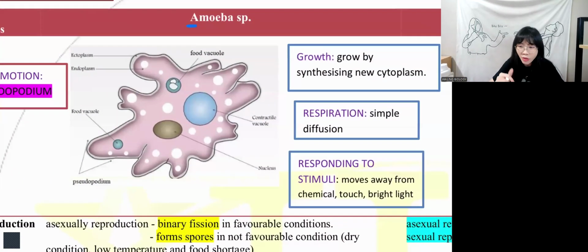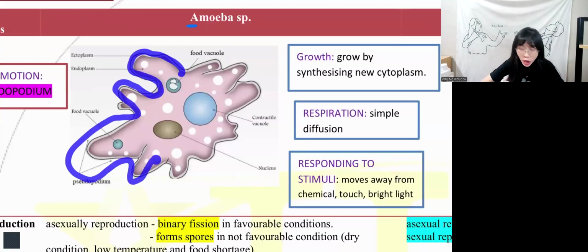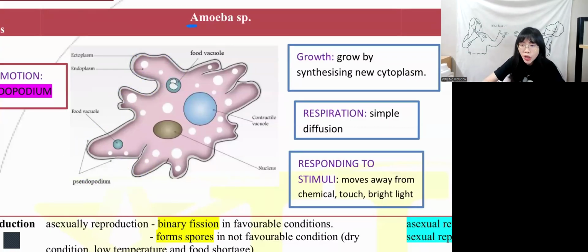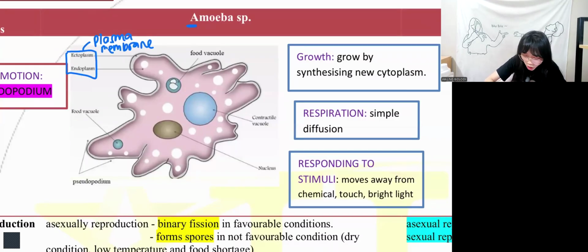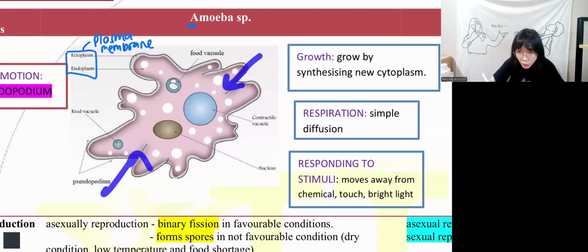Amoeba species, start from the labeling. The outer layer of the amoeba species, or even paramecium species, is known as plasma membrane. Don't need to write this, just write plasma membrane. So gases dissolve through the plasma membrane. Okay, water goes in through here as well. Everything goes through the plasma membrane.